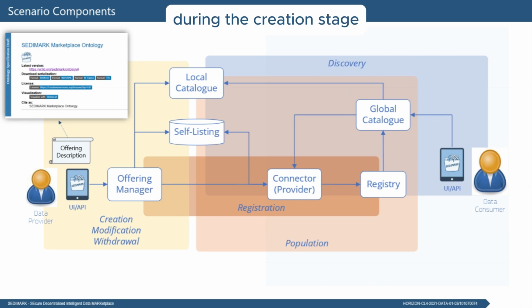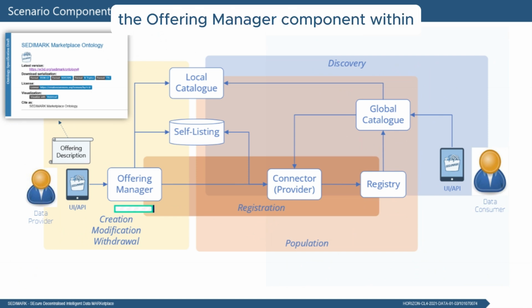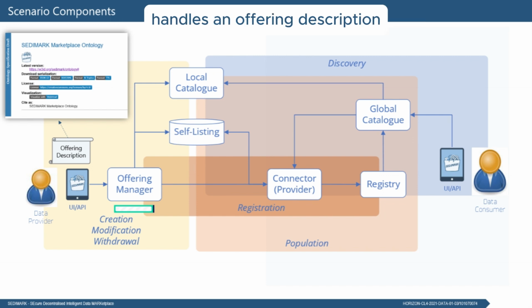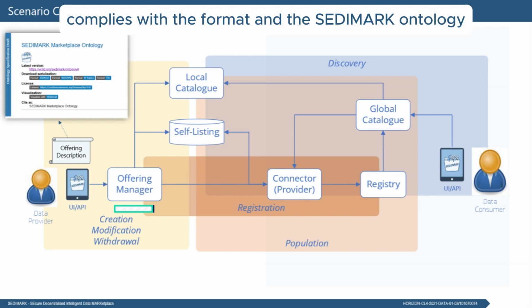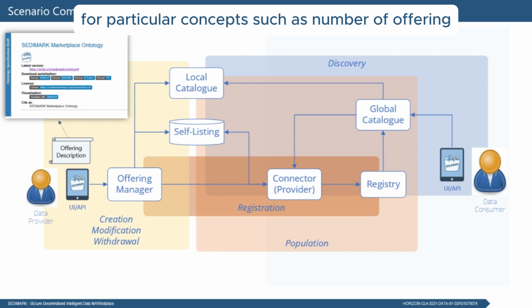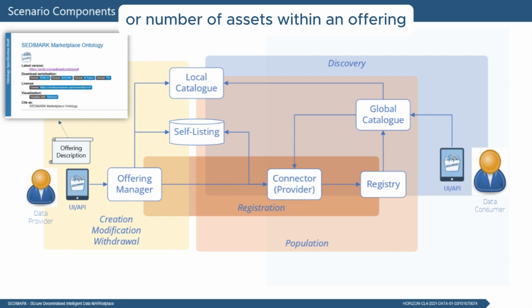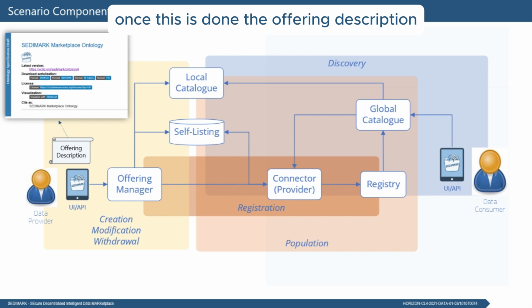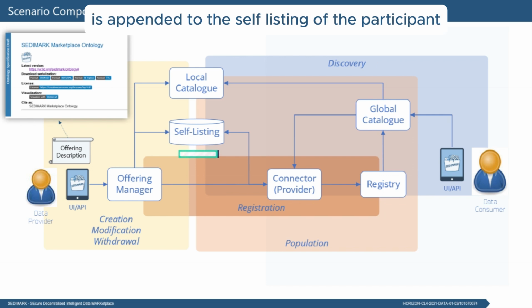During the creation stage, the offering manager component within the marketplace support tools handles an offering description submitted by the provider. It first validates the description complies with the format and the SEDIMARK ontology. It also checks for axioms such as minimum set of instances for particular concepts, such as number of offering, or number of assets within an offering. Once this is done, the offering description is appended to the self-listing of the participant.